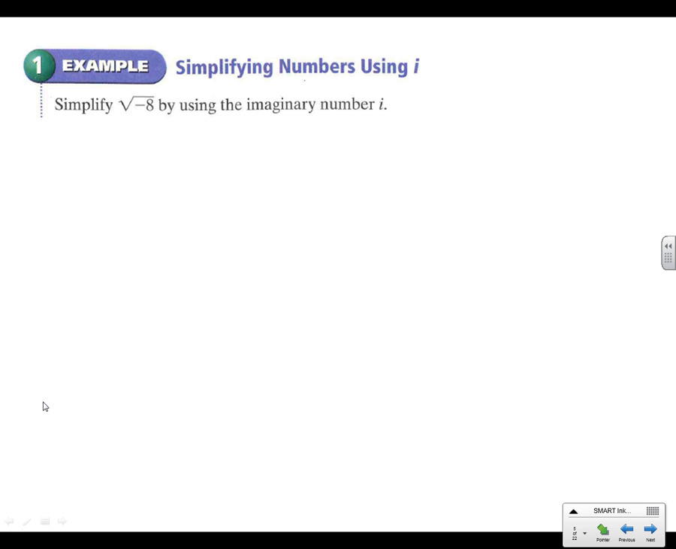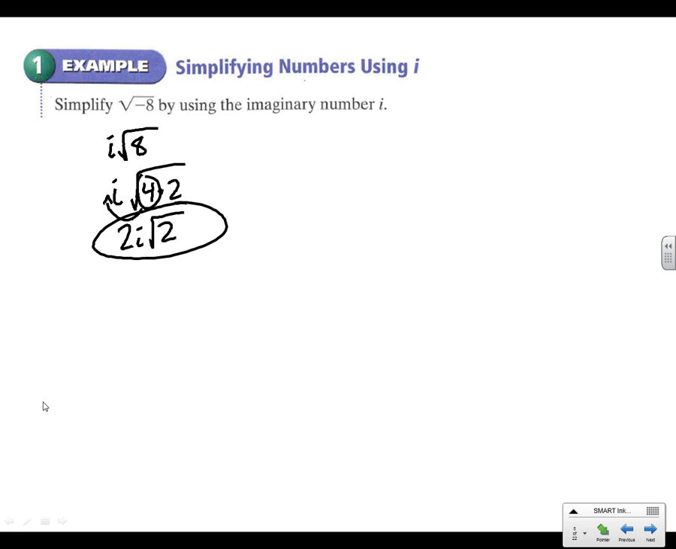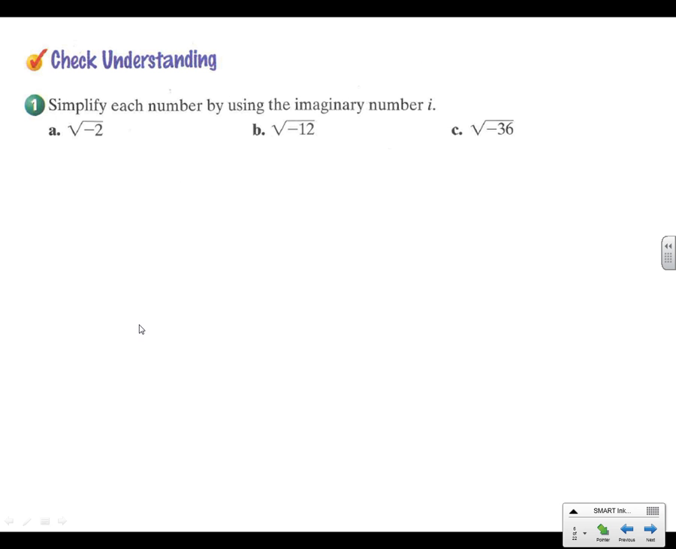Alright, so let's learn how to simplify this. The square root of negative 8. Can't do that unless we pull an i out front. And then we would have the square root of 8. Alright, and then we've got to simplify from there. 8 is 4 times 2. So the square root of 4 is 2, and that gets to come out front. Right? The 4 comes out front as 2, and we're left with the 2 on the inside. So 2i root 2 is how we would write that. See if you can do the same thing for A, B, and C.